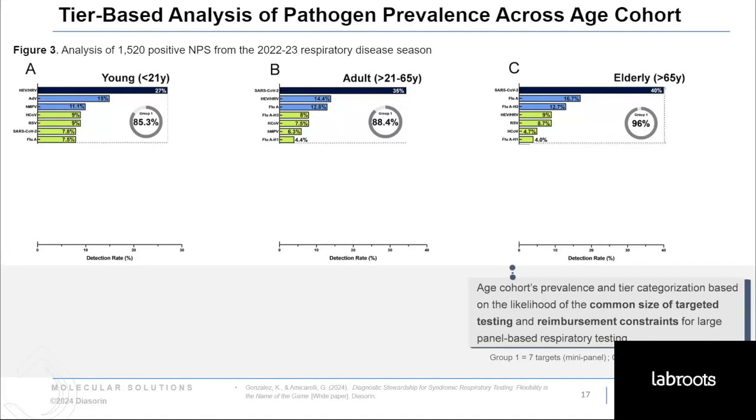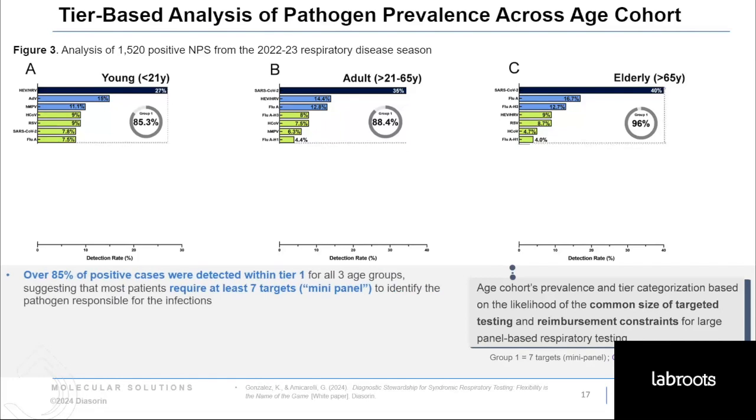For our next step, we did additional analysis to understand if it's really necessary to use large syndromic panels every time for these patients to detect these infections. We grouped the prevalence of each pathogen and divided the targets into 3 tiers based on the common size of targeted algorithms and current reimbursement constraints for large syndromic panels. Group 1 consisted of a mini panel of 7 targets. Group 2 consisted of a medium panel that included 6 additional targets, for a total of 13. Group 3 was a large panel with all 19 targets.